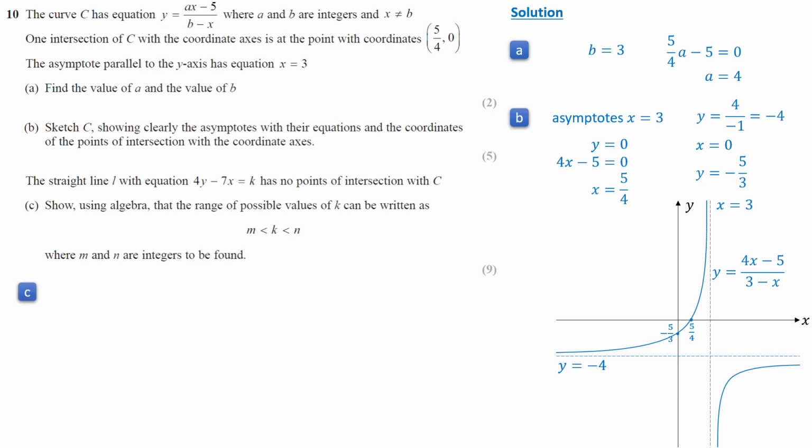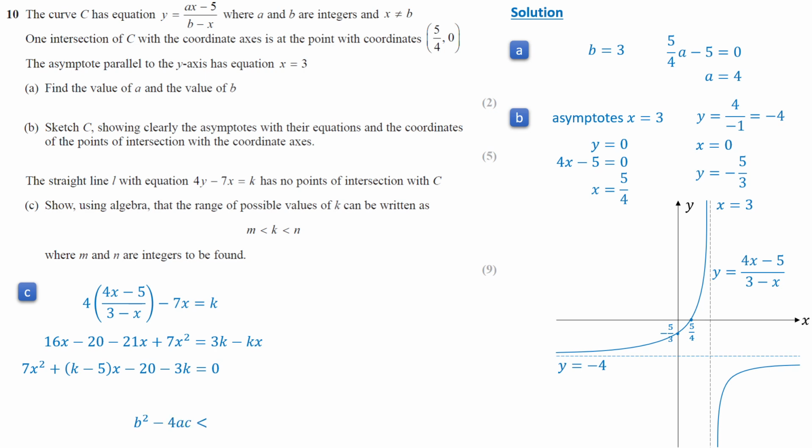Moving to question C, suppose we want to find the intersection points between the curve C and a line L. To do this, we can substitute y equals (4x minus 5) over (3 minus x) into 4y minus 7x equals k. Multiply both sides by 3 minus x to eliminate the denominator, we get 16x minus 20 minus 21x plus 7x squared equals 3k minus kx. This is the quadratic equation that can be rearranged as 7x squared plus (k minus 5) times x minus 20 minus 3k equals 0.